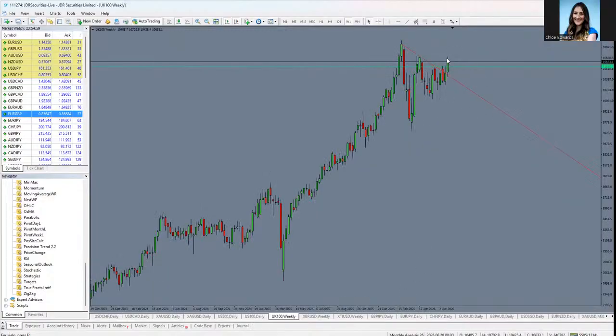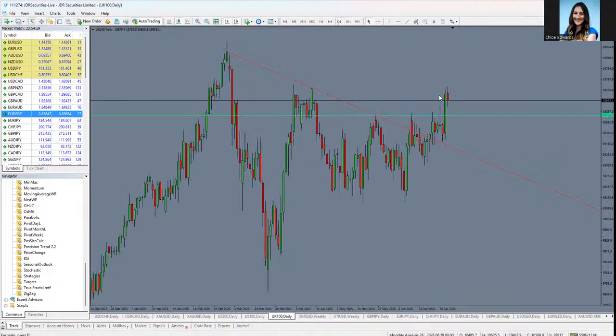Finished strongly last week. Has broken out of this, which was a symmetrical triangle pattern, lower highs, higher lows, broke out of that and has since been trading long. Also broken above this kind of minor horizontal level here, these highs that we're gathering at this horizontal level. So we've broken above that. I am looking for longs on the UK 100.